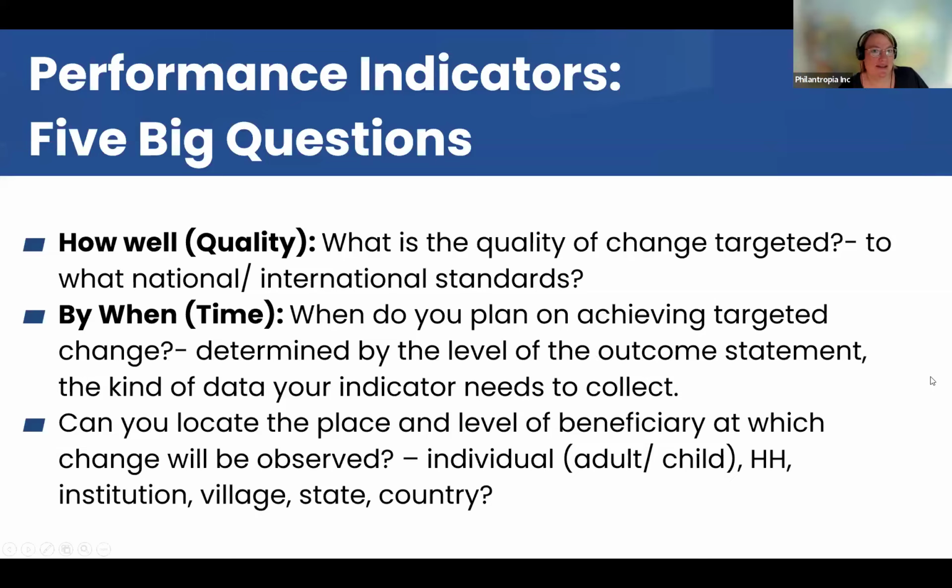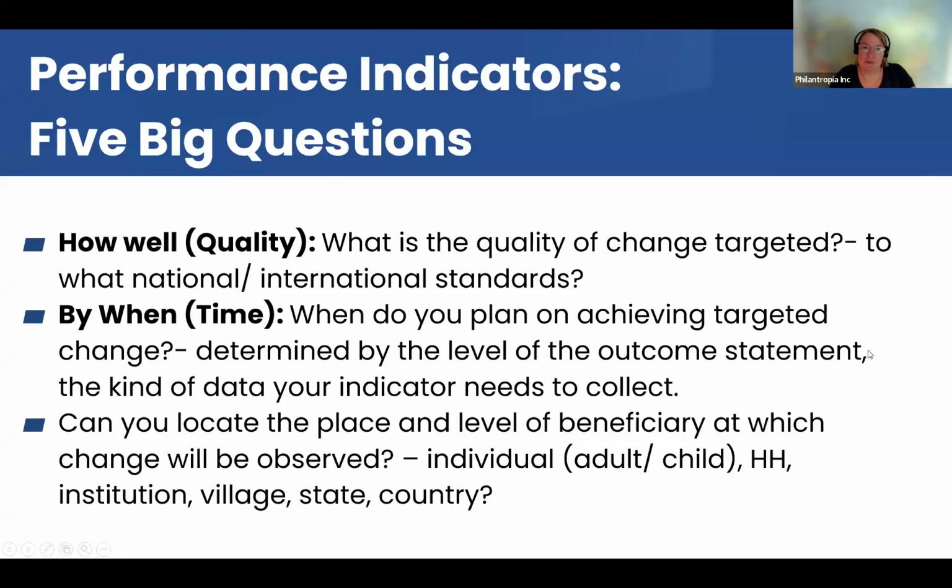You can also say, okay, this is 20 years from now. Obviously, if it's a grant agreement, that's not possible, but that's why you need this element. And then can you locate the place and level of beneficiary or project participant target group at which change will be observed? So should it be at the level of the individual, an adult, a child, a girl, a boy, a man, a woman, an institution, a village, a state, a country, a system, etc.? Which level do you operate at?